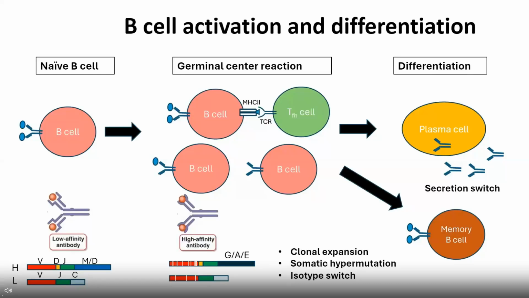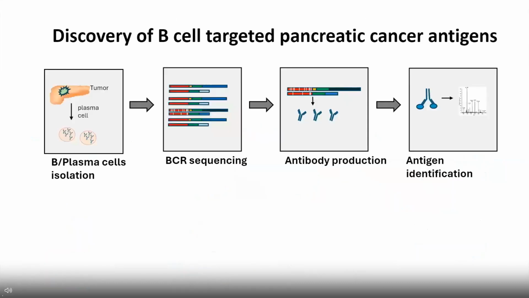So, taking advantage of those B-cell activation features, we propose a pipeline that can lead us to discover pancreatic antigens driving the B-cell response, by first sorting out the B-cells and plasma cells from pancreatic cancer, and then sequencing the paired B-cell receptors, or antibodies. We then screen those antibodies to identify ones that can bind pancreatic cancer, and produce recombinant antibodies and use them to identify the antigens.